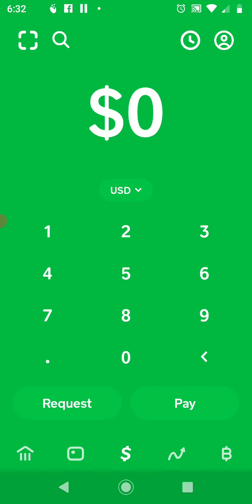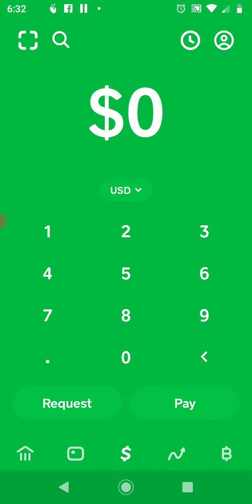All right, this is Cash App. A lot of people use Cash App to transfer money, but there are a lot of people out there that don't realize that you can use Cash App to invest in Bitcoin and also in the stock market. Today, I'm going to show you how easy it is to invest.